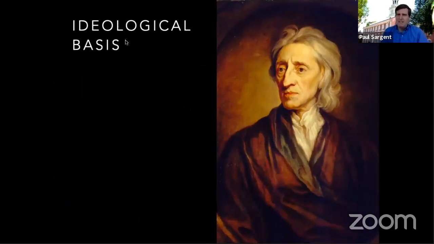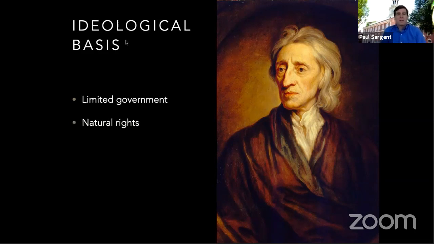Okay, so let's get back to the ideological basis here, because there are big ideas that you really have to understand. This man here is John Locke. You've probably heard of him. He came up with what's known as the social contract theory. And the ideological basis of the American system starts with limited government. It's an idea which at the time was fairly unique, because most countries were run by kings, monarchs, who had unlimited authority. They could do whatever they wanted to, and they could make anything happen that they wanted to. The system is really based on a limited government, with strict limits on what it can do.